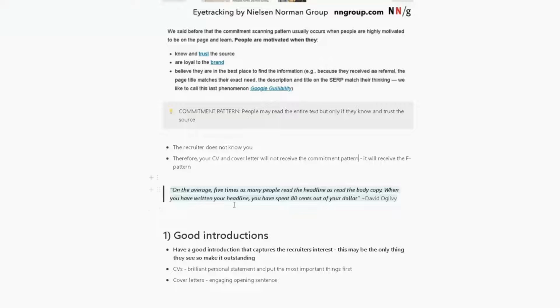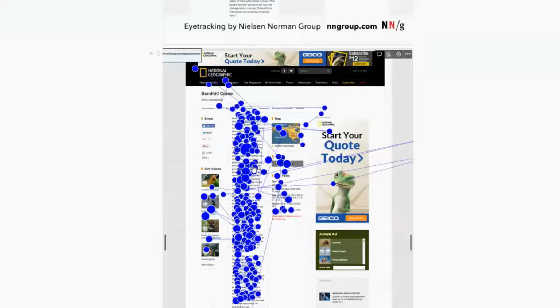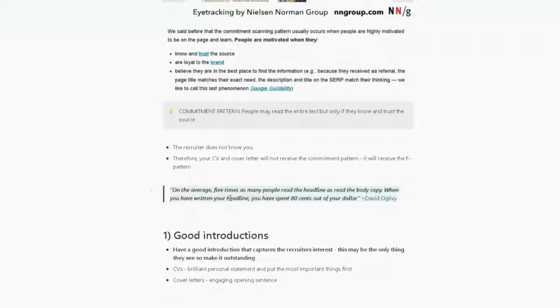And this comes back to the F pattern. It's basically saying people are going to read the headline, they're going to read the top, they're going to read the start of it, but the rest of the body copy they're not necessarily going to read. So what can we do with this information about the F pattern, about how we're not going to get the commitment pattern, and how the headline is the most important?